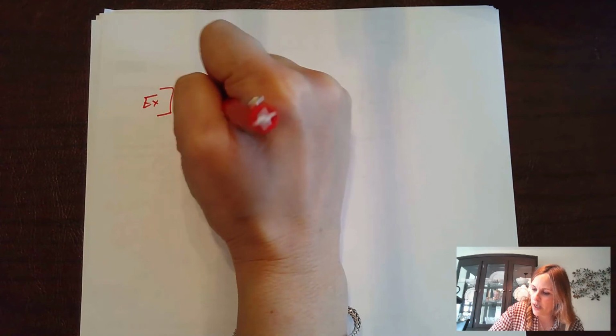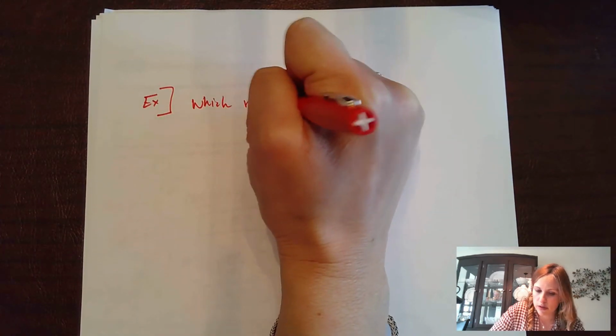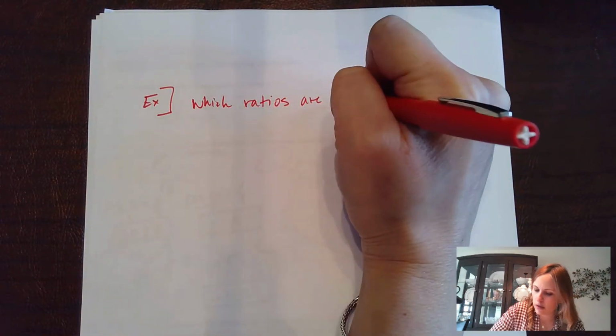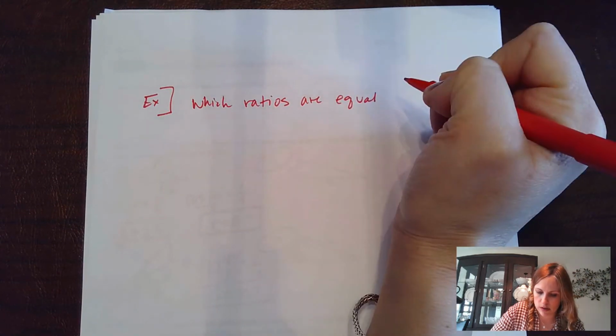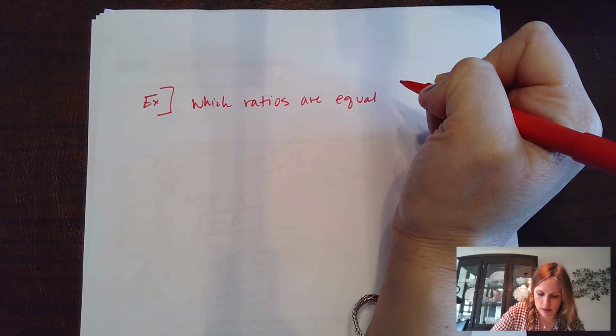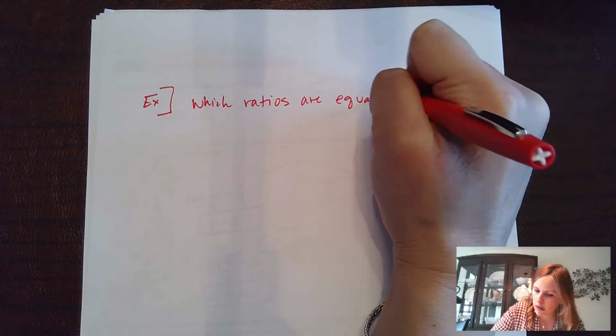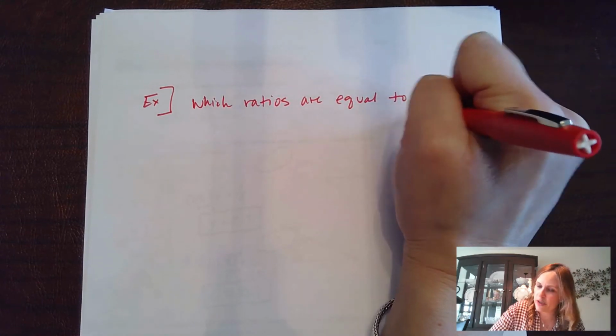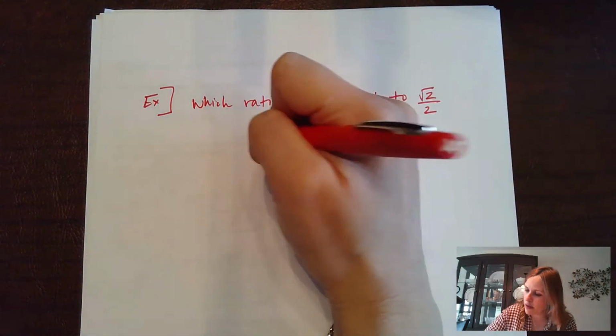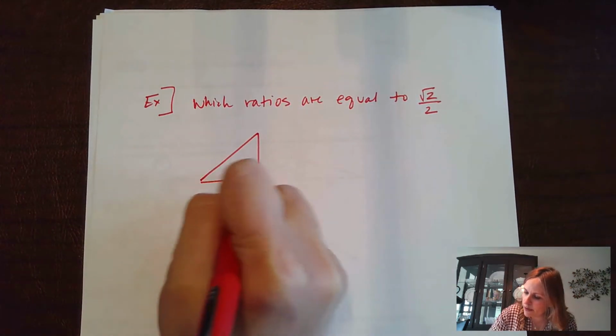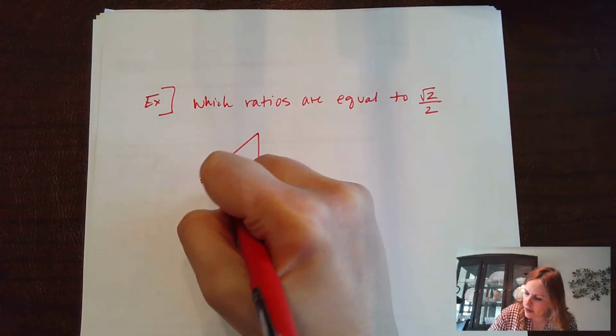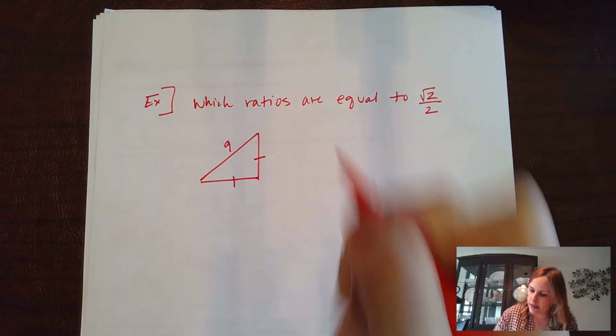which ratios are equal to root 2 over 2. Sorry, I'm just trying to read that and do that at the same time. So I'm going to give you a triangle, and I'm going to tell you this, this, and this.